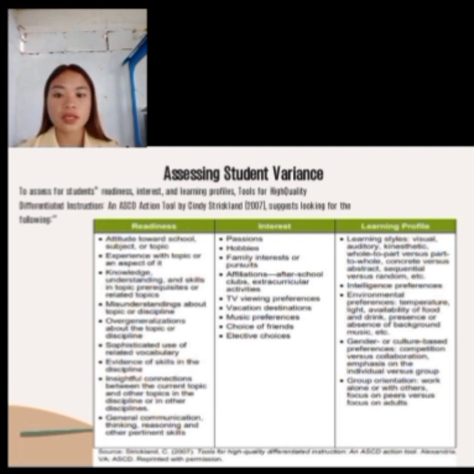Next is sophisticated use of related vocabulary. They use flowery words when they explain, vocabulary words that we as teachers do not expect them to know. Then, insightful connection between the current topic and other topics in the discipline or in other disciplines.